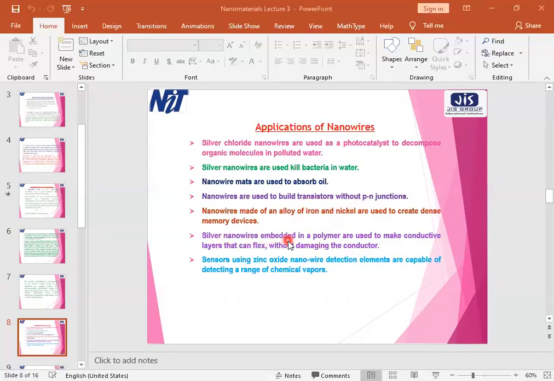Silver nanowires embedded in polymer are used to make conductive layers that can flex without damaging the conductor. So without damaging the conductor, it can flex. That means it has flexibility. Sensors using zinc oxide nanowire detection elements are capable of detecting a range of chemical vapors. So these are some of the applications of nanowires.